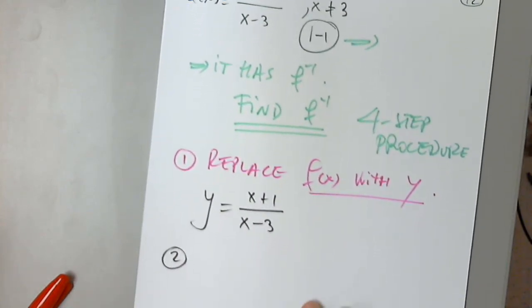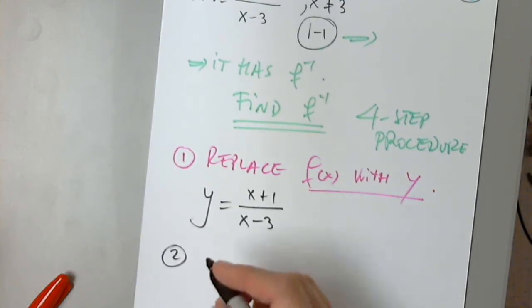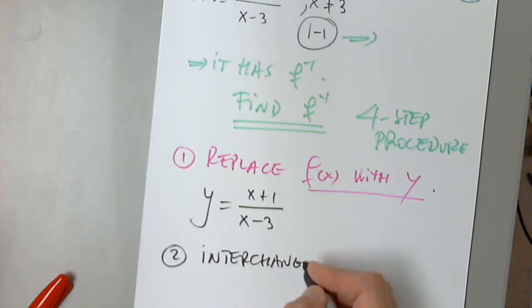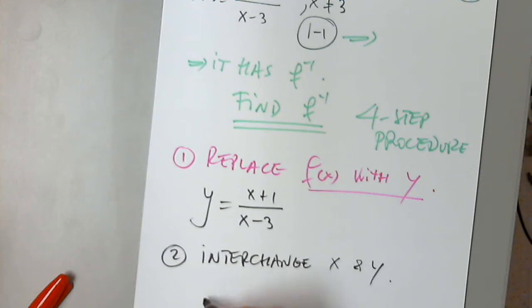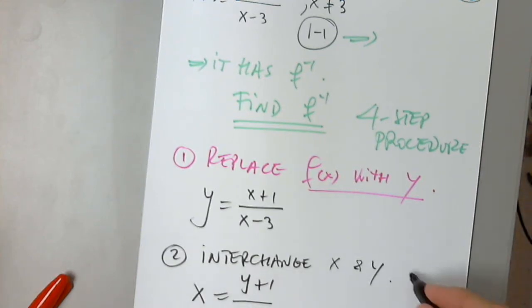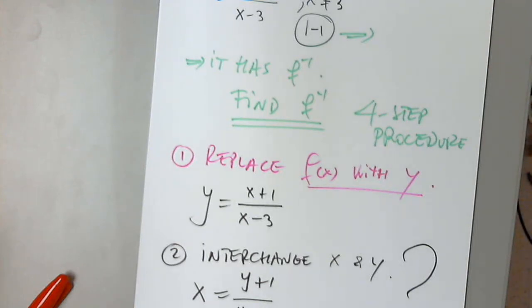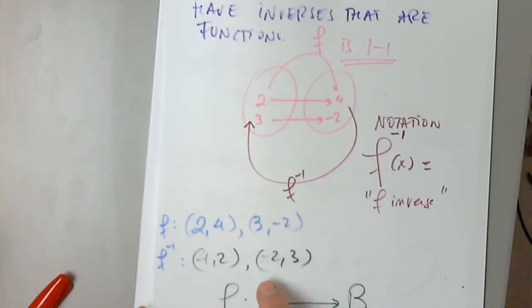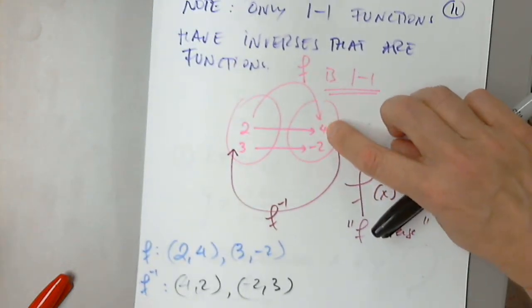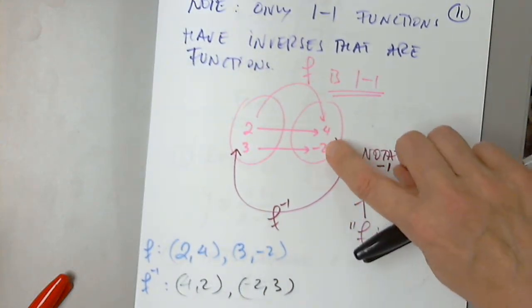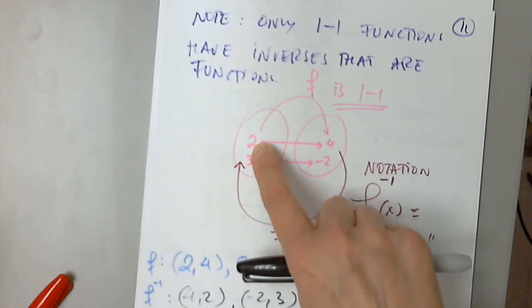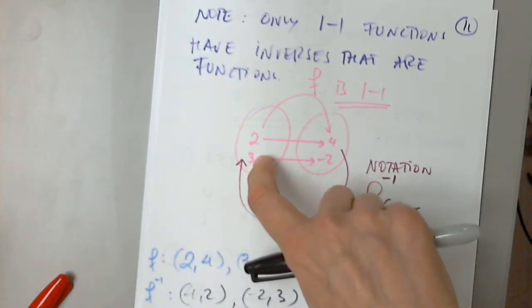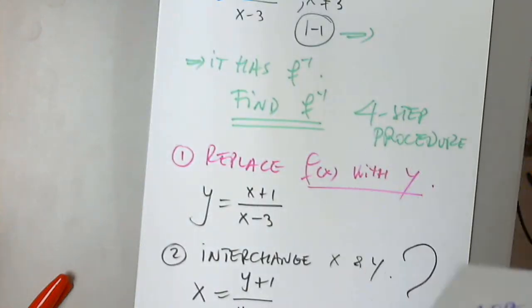In step 2, and now you tell me if this is allowed. Interchange or swap x and y. In other words, x equals (y plus 1) over (y minus 3). But the question is, am I allowed to do that? Am I allowed to replace x with y and y with x? And before you answer, look at what you already told me. You said 4 becomes x for f inverse, negative 2 becomes the x for f inverse, and this 2 becomes the y for f inverse, and this number 3 becomes the y for f inverse. So in my search for the inverse function, am I allowed to swap those two? Only then, when I'm trying to find the f inverse, of course.